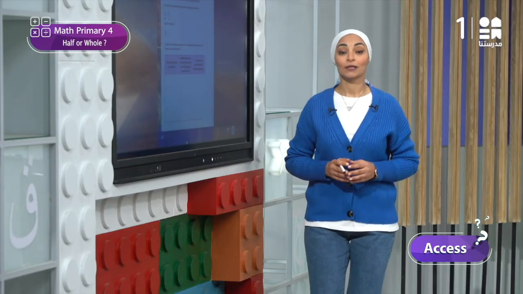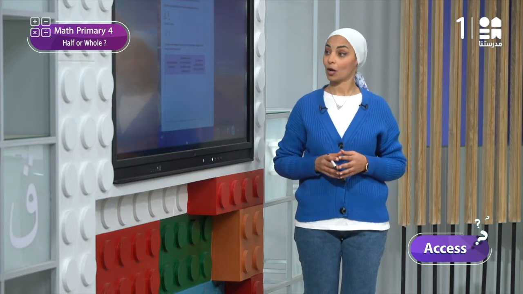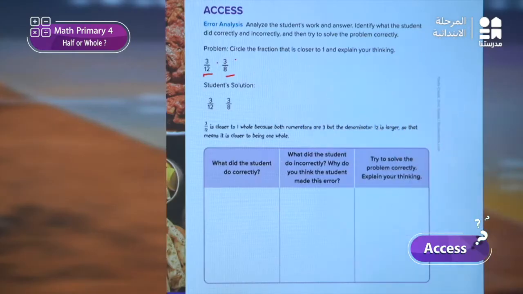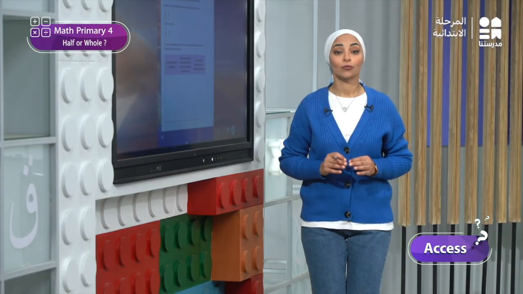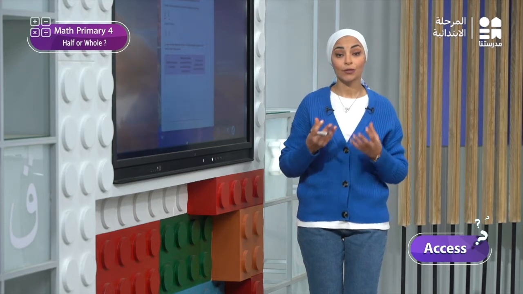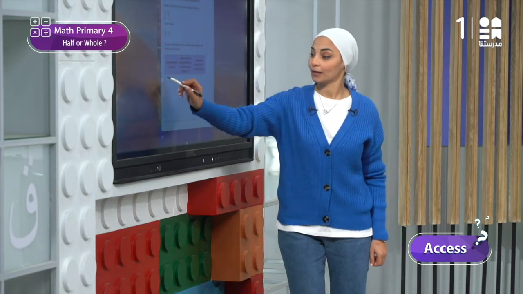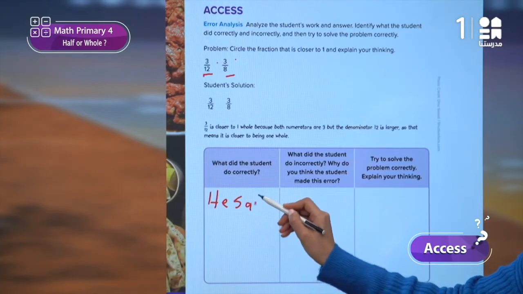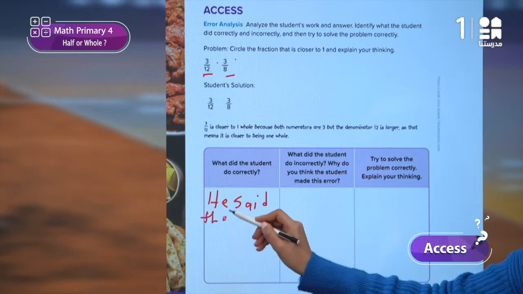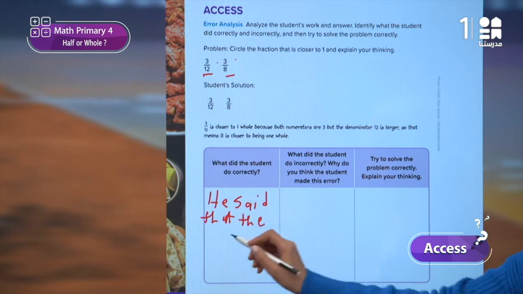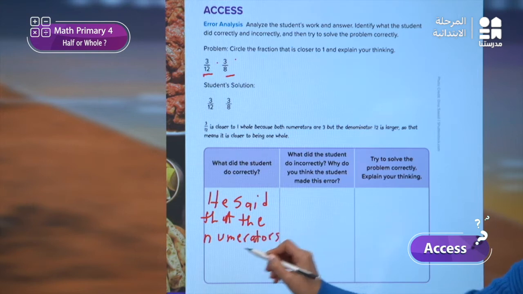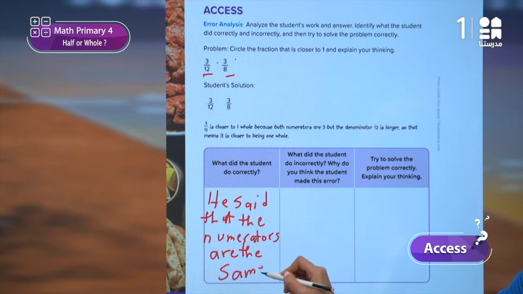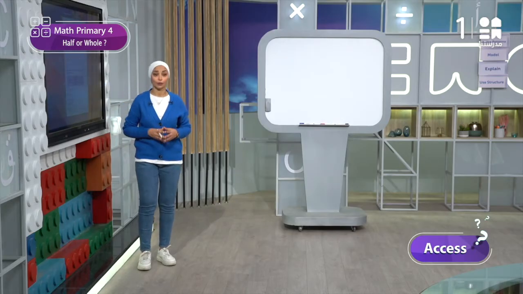The student noticed that both the numerators were the same. He said that the two numerators are the same. So in the first column in the error analysis table we can write: the student understood that both numerators are the same. He noticed that they are the same. If we look, we find the two numerators are 3.